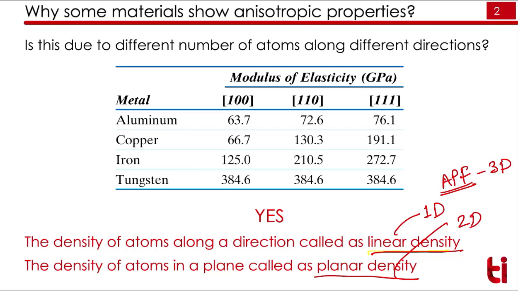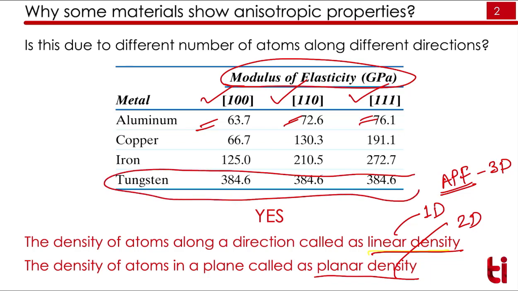If you measure linear density, that is the 1D analog. If you measure planar density, that is the 2D analog. We have the question, what is the origin of this? Because if you take single crystals of different materials, for example aluminum, we take 3 single crystals along 100, along 110 and along 111, and if we measure the modulus of elasticity of these 3, it comes out to be different, and if this happens, we call it anisotropic properties. So modulus of elasticity is an anisotropic property with some exceptions.